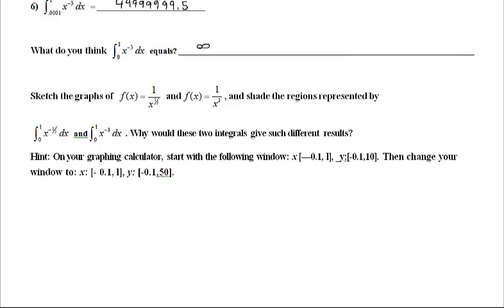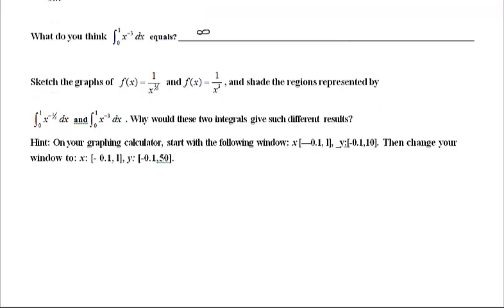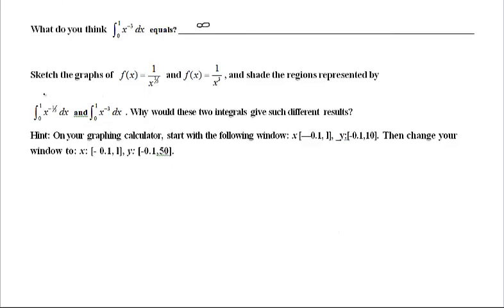So at the bottom of the page here, they're asking us to sketch the graphs of each of the previous functions, shading the regions represented by the integrals, and to consider why these integrals are going to give such different results. And we've got some hints as far as the window settings on our calculator. So I'm going to graph this first function, 1 over x to the 1/3, 1 over cube root of x, or x to the negative 1/3, on the first window setting here. So we'll take a look at what that looks like.